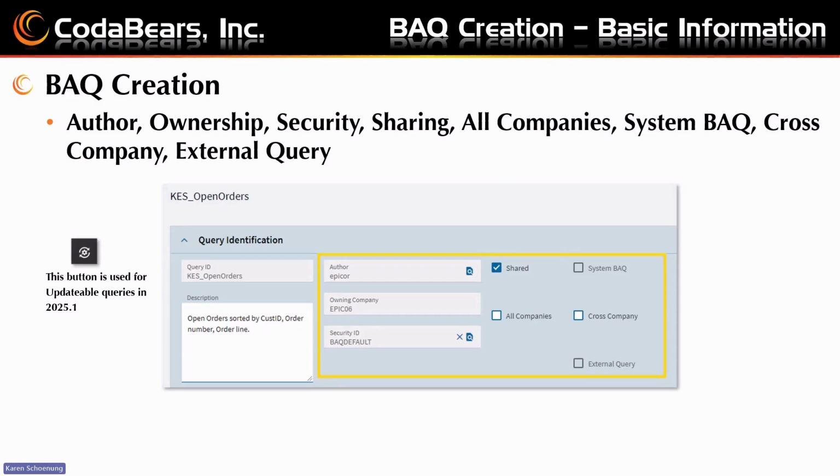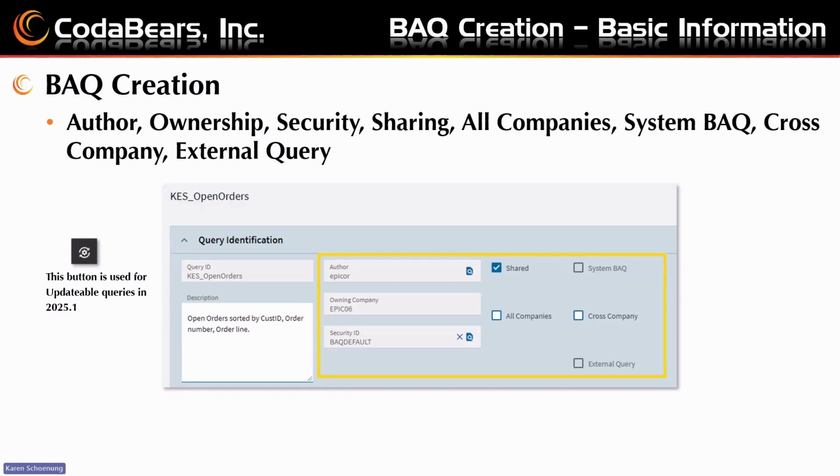The cross-company checkbox indicates whether the selected query is a cross-company query, and as a result, your single query can bring back results across companies that you have access to. An external query checkbox is used to show if the query was created with an external data source. External data sources have separate security.